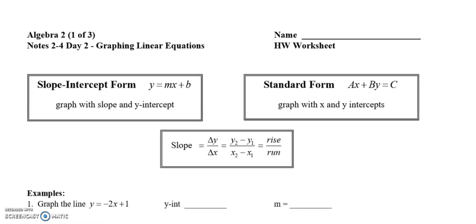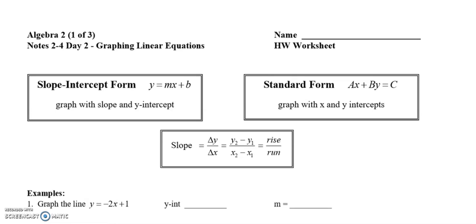We've got the slope-intercept form, y equals mx plus b. That is great for when you have the slope and the y-intercept. We also have standard form, ax plus by equals c. That is easiest to graph using the x and y intercept.